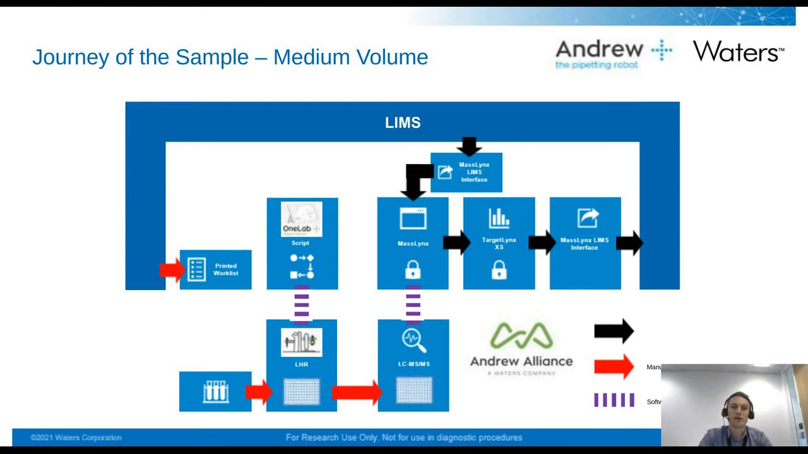The remaining part of the workflow is the same as we described for Pipette Plus, with a MassLynx sample list being created using the MassLynx LIMS interface software and samples quantified. Data is processed, reviewed and approved and sent back to the LIMS, again using the MassLynx LIMS interface tool.